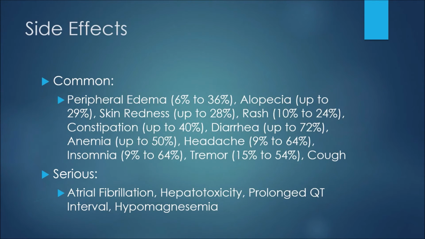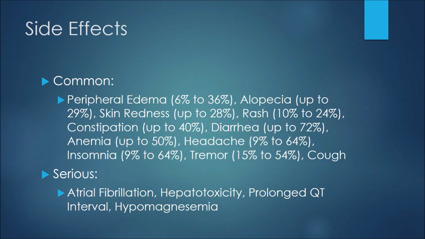As with all medications, there are some side effects or adverse reactions that patients may experience while using tacrolimus, so we'll go over some of those here now. 6 to 36% of patients may experience peripheral edema, and alopecia may happen in up to 29% of patients. Up to 28% of patients may experience skin redness, and a rash may happen 10 to 24% of the time. Up to 40% of patients may experience constipation, and up to 72% may experience diarrhea.